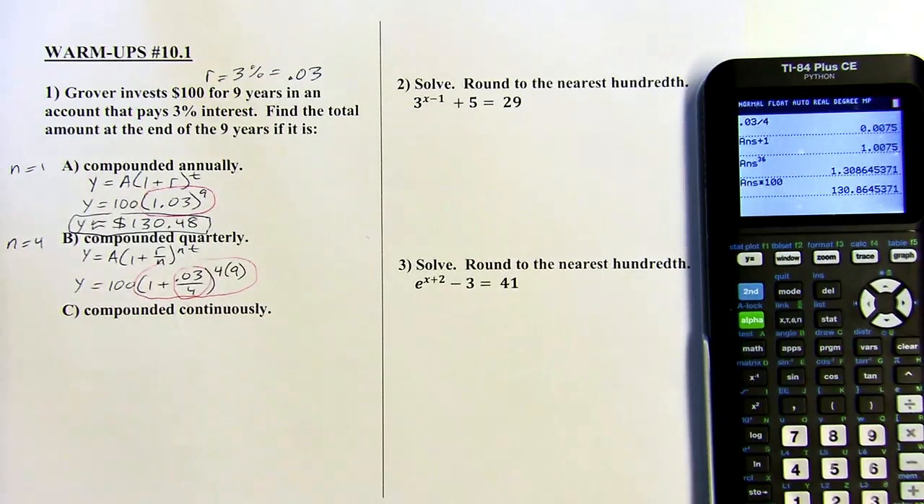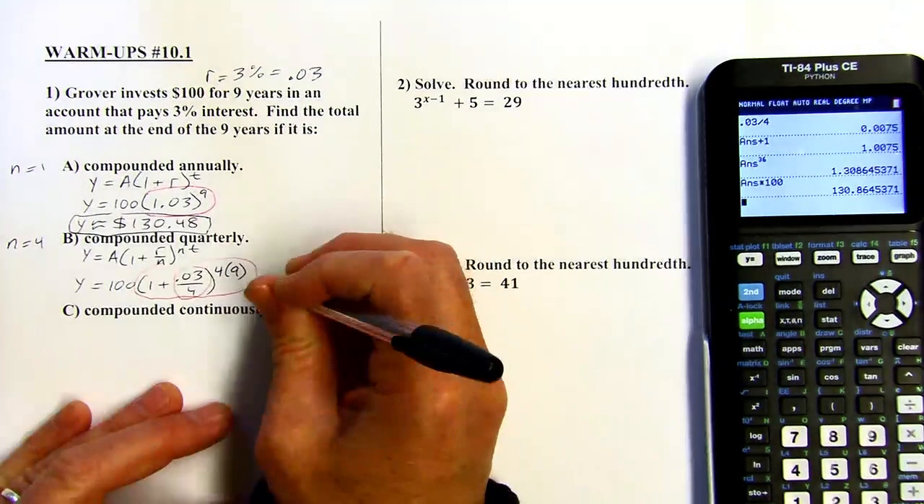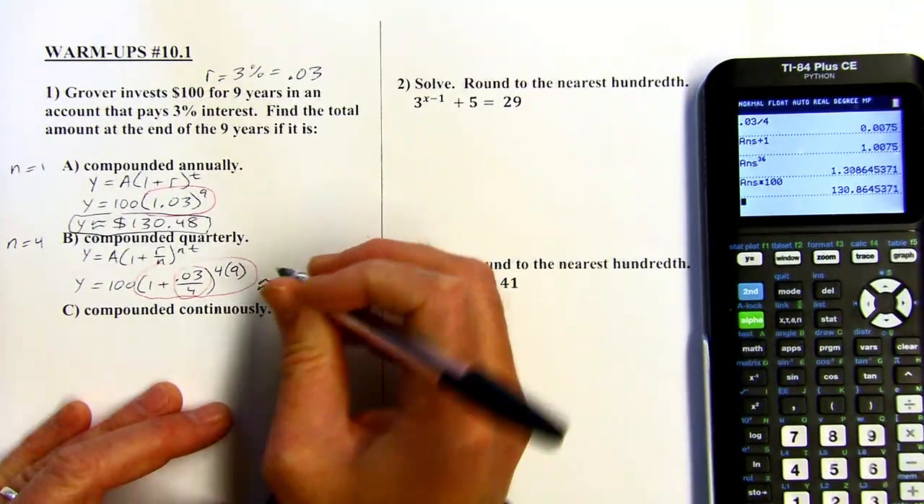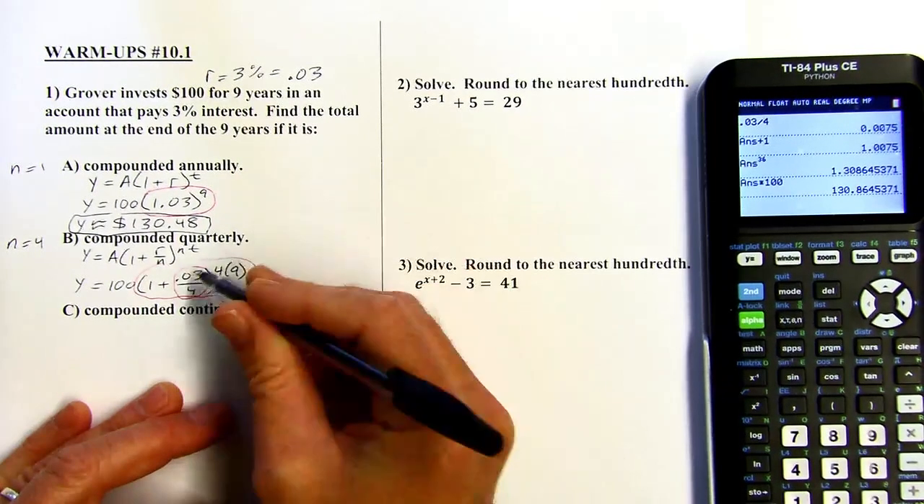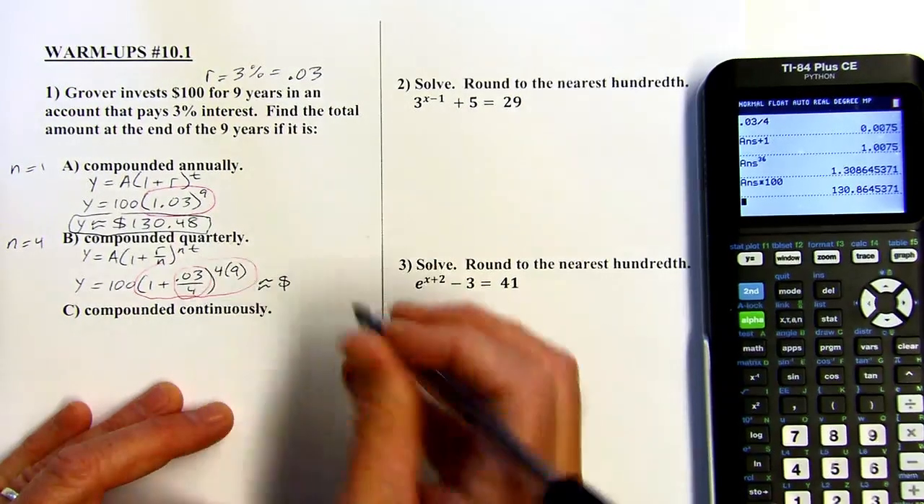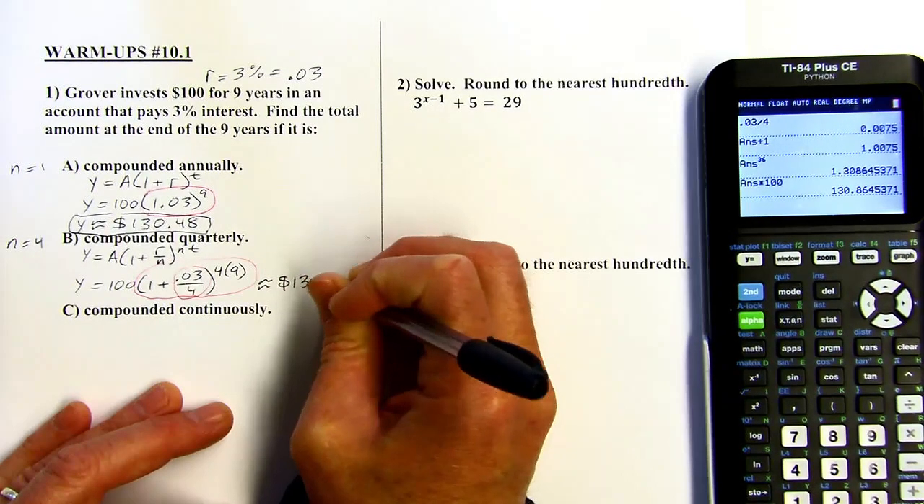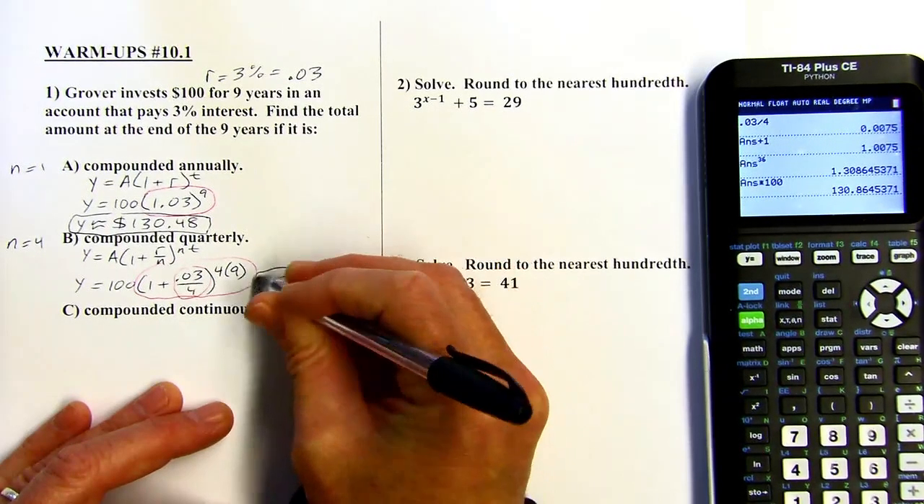I should wind up with a little bit more money than I had compounding once per year when I compound 4 times per year, because that means we're adding the 3% back into the account 4 times per year as opposed to once per year. Okay, so we end up with $130.86. Not much more, but a little bit more.